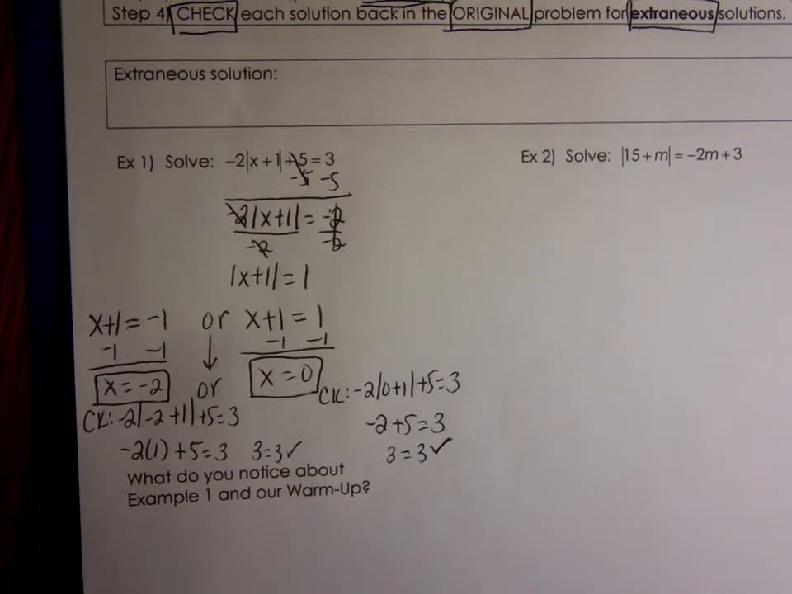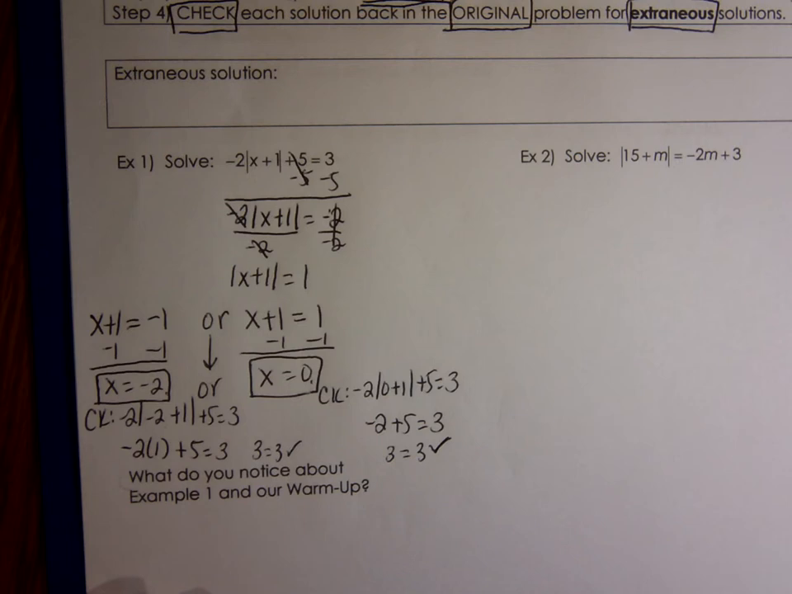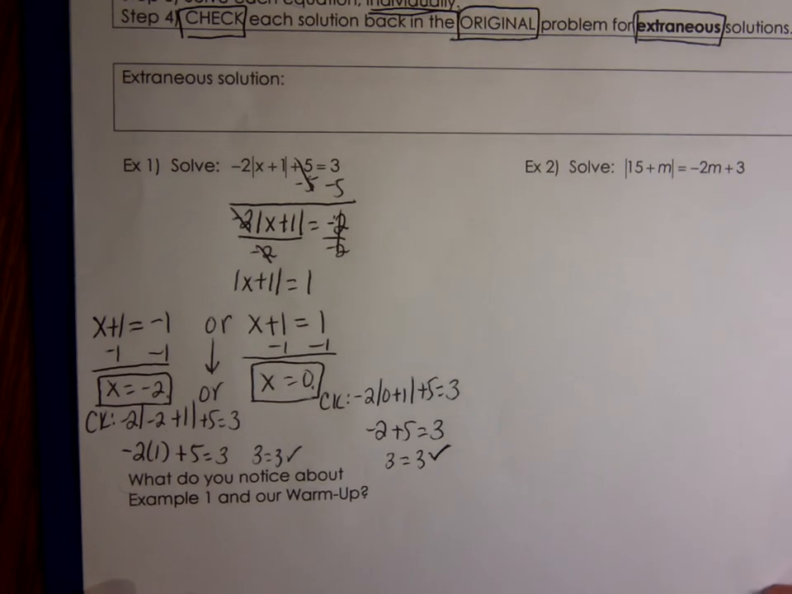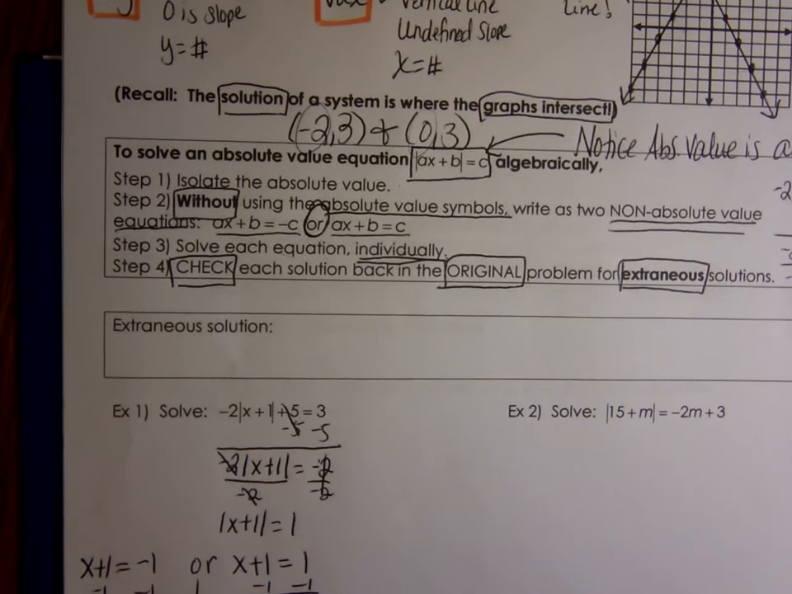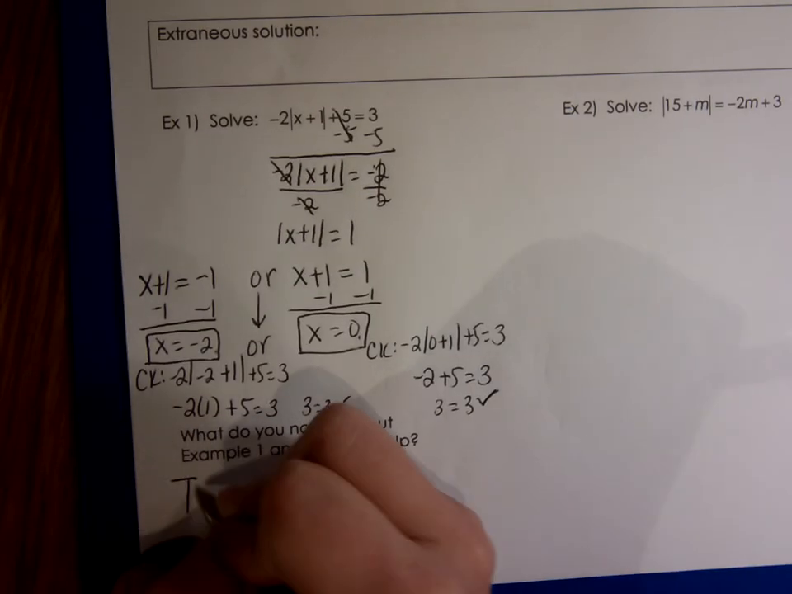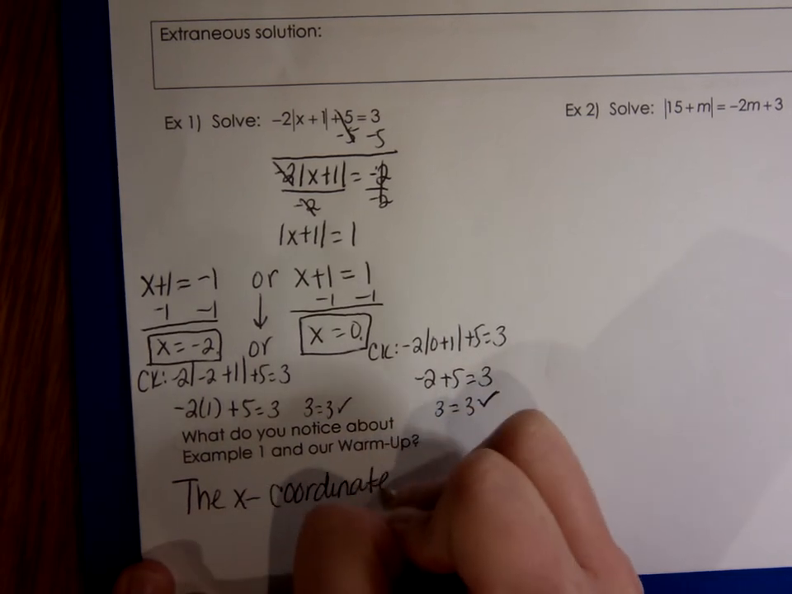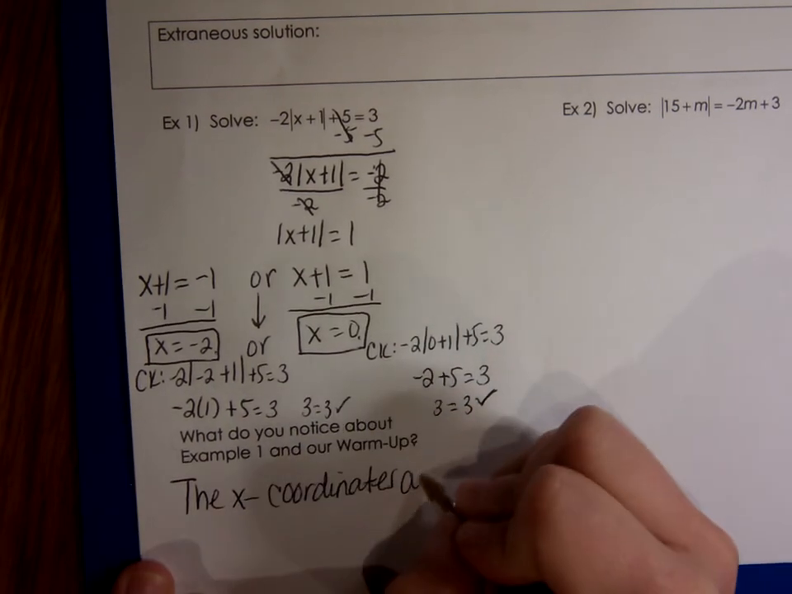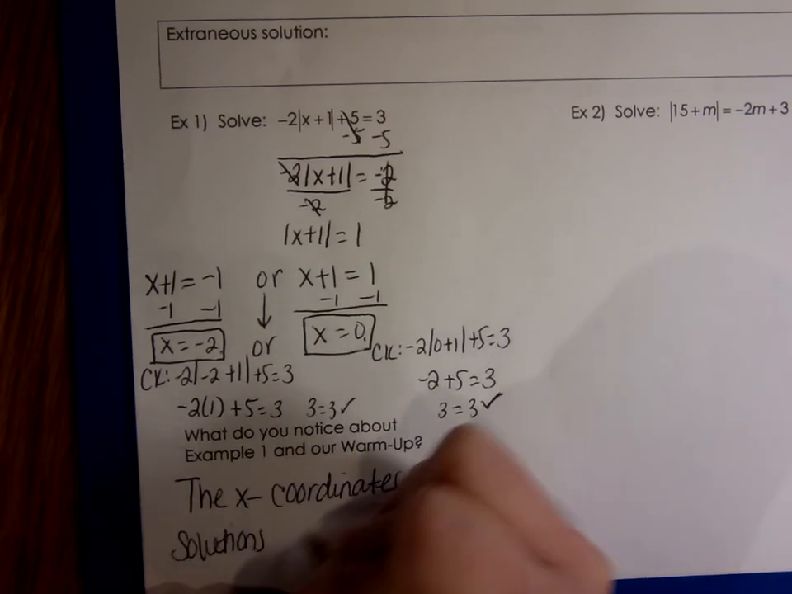And where these two, an absolute value and a linear, are equal to each other is at the points of intersection. And our answers ended up being negative 2 and 0. And where did we see negative 2 and 0? Well, right here. They were the x parts of our ordered pairs, the x parts of our solution. So I'm going to write down that the x coordinates are the solutions of the equation.